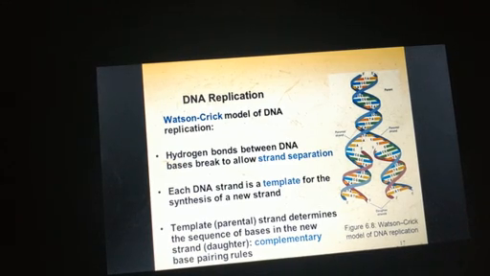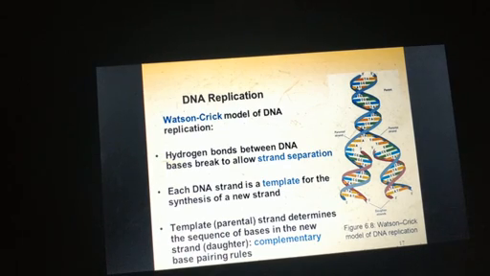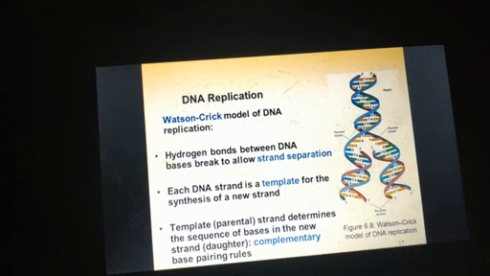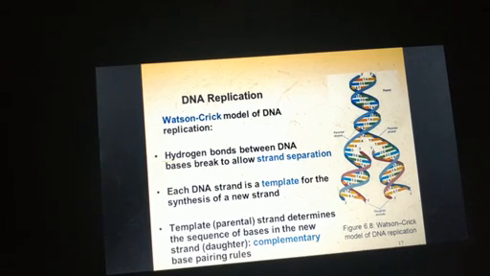And this was experimentally proved by Meselson and Stahl, which I will discuss in the next slide. They proved it with the help of an experiment.